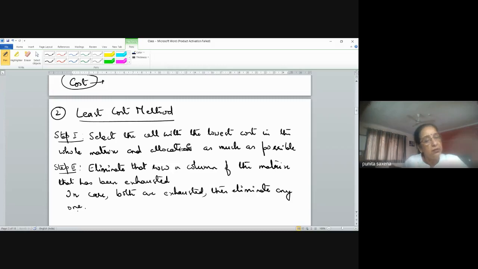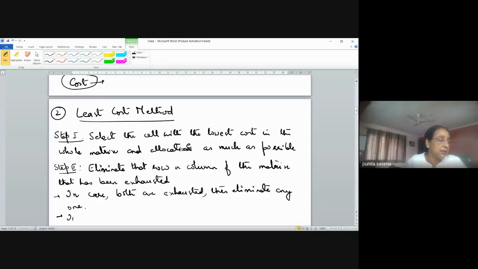Right. And we'll move to step number 3. Then the other possibility could be, what if there are two cells with minimum cost? See, we are selecting a cell with the lowest cost, right? So I can have just a unique cell with the lowest cost, or I can have more than one cell with the lowest cost. Okay.